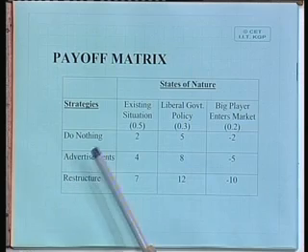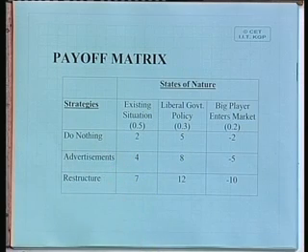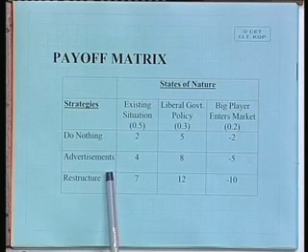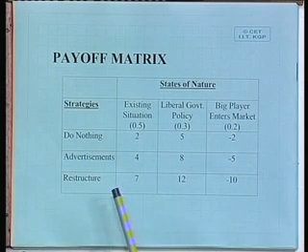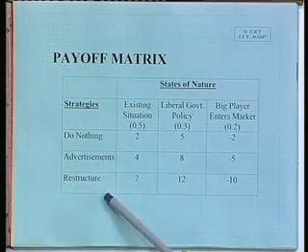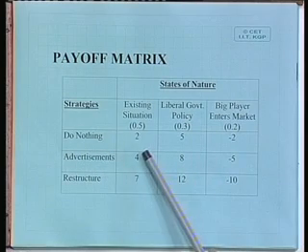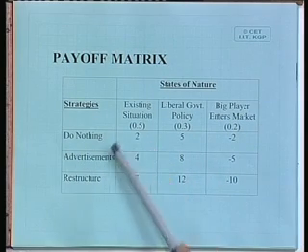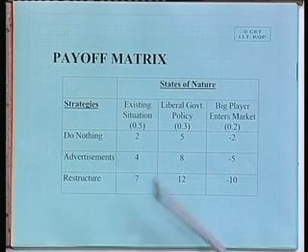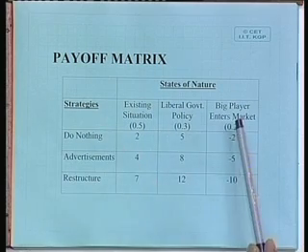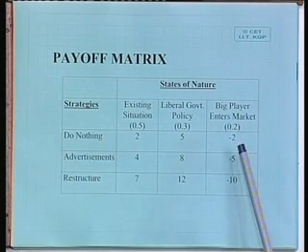Now, before the organization or the company, three strategies are available. What are those three strategies? It can do nothing, continue as it is continuing, or it can resort to advertisements, or it can go for restructuring the company. So, we have a number of strategies, and suppose you go for do nothing and the existing situation continues, then you make a payoff of 2, you get 2. But suppose a big player enters the market, you get -2.